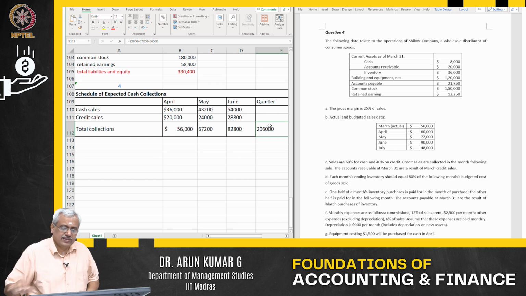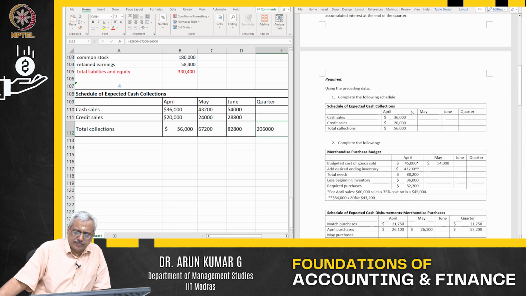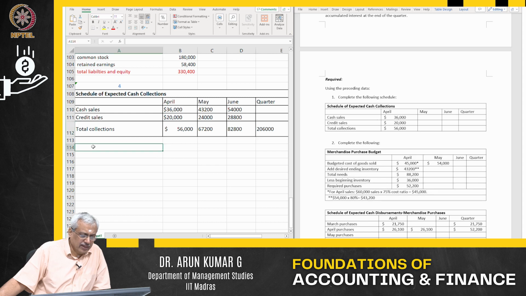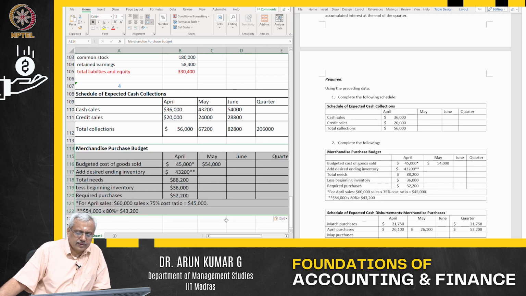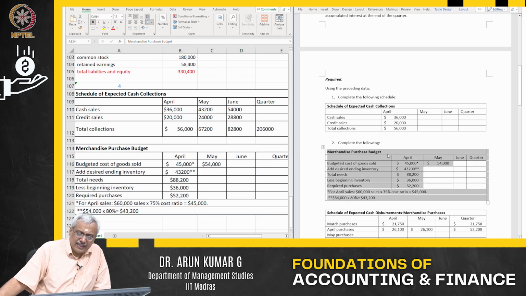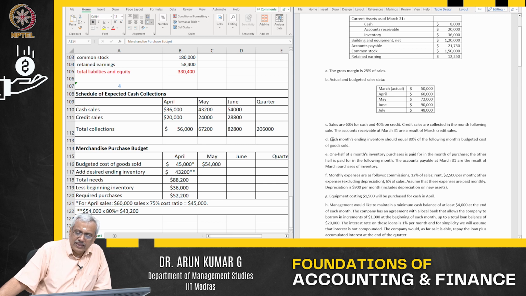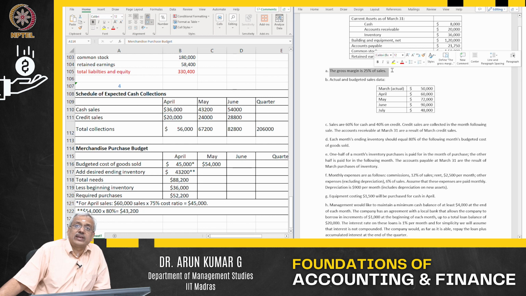Very simple and straight. Let us look at the next aspect. Let us look at the merchandise purchase budget. I am going to cut and paste it here the same way. Now, let us read about the purchase part of it. Each month's ending inventory should be equal to 80% of the following month's budgeted cost of goods sold. Now, first of all, we have to know what the cost of goods sold is. We will know it because it says the gross margin is 25% of sales.